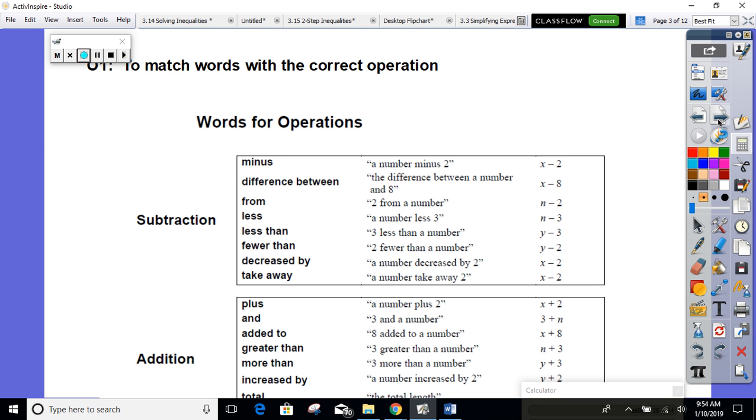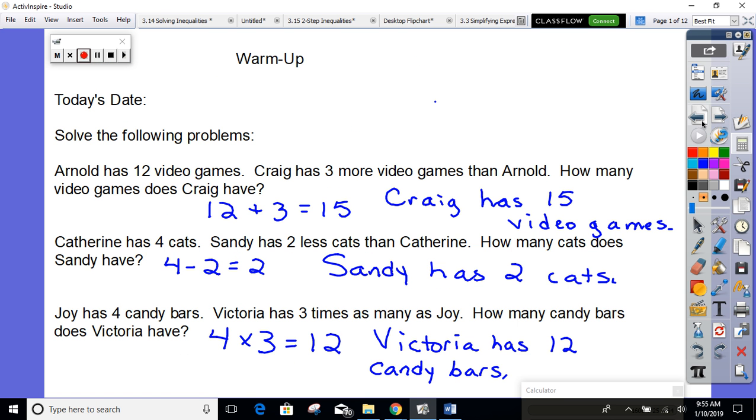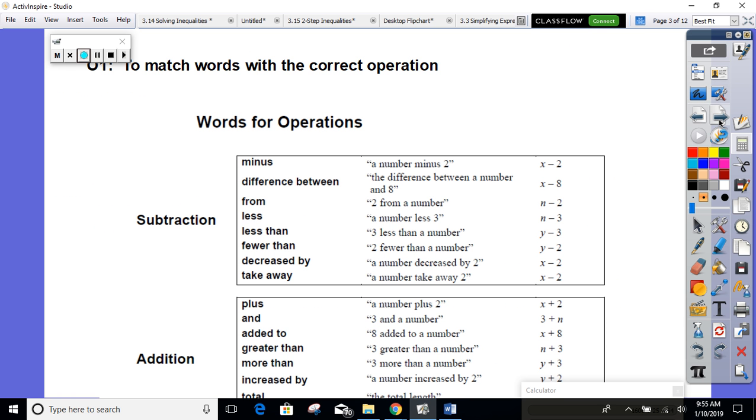Okay, so the first thing we're going to do is talk about words for operations. So when we are asked in a problem to subtract, it doesn't always say subtract. For example, when we did our warm-up, we subtracted in this problem. And what words in this problem? Haley, I think it was you who did that. What words told you to subtract? Less. Yeah, it said Sandy has 2 less cats than Catherine, so we knew that we should subtract. And on the list, we see less than is right here.